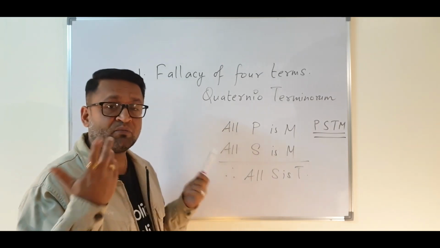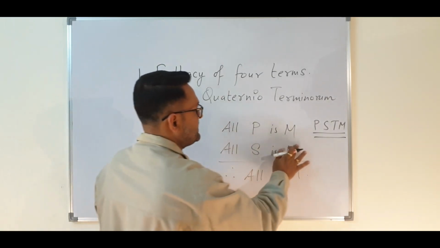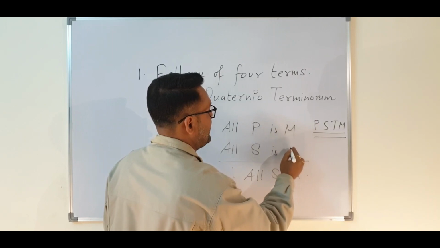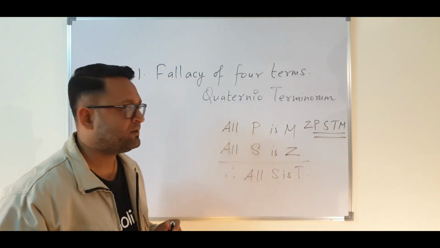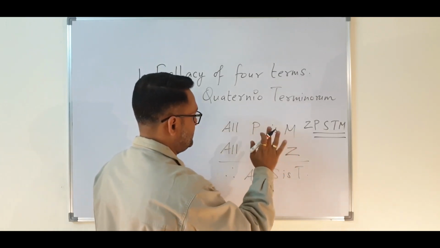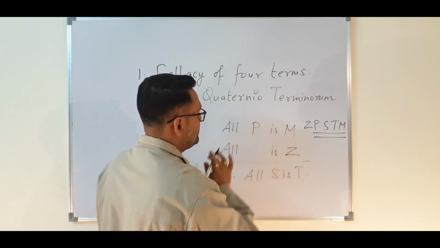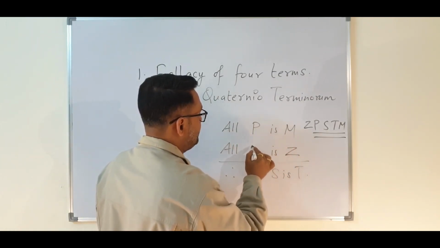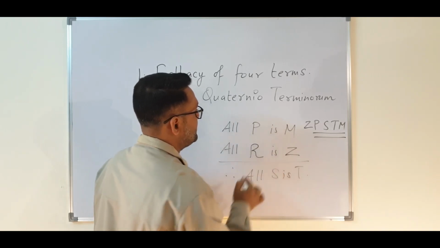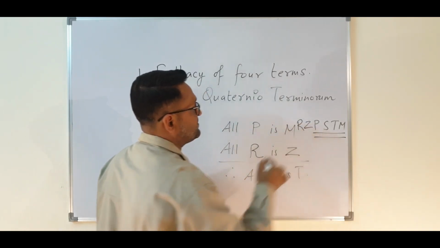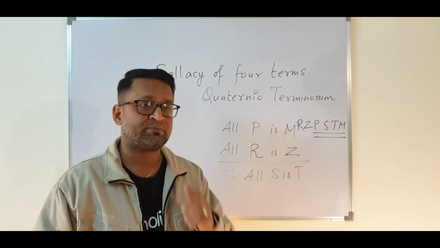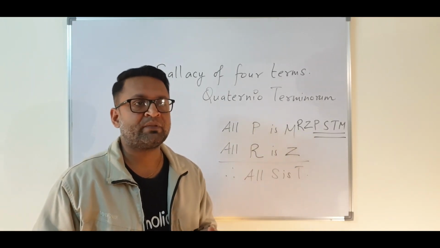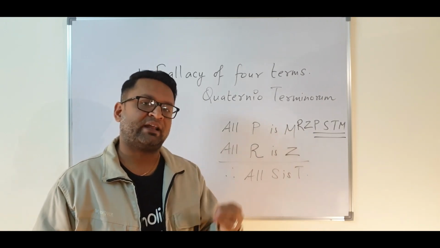In fact, there can be more than four terms. Like suppose here in place of M there is Z, so you will find that there are five terms, right? Or if I remove this S and put it as R, there will be six terms, right? So irrespective of the fact that it is having six terms or five terms or four terms, it will always be called the fallacy of four terms.